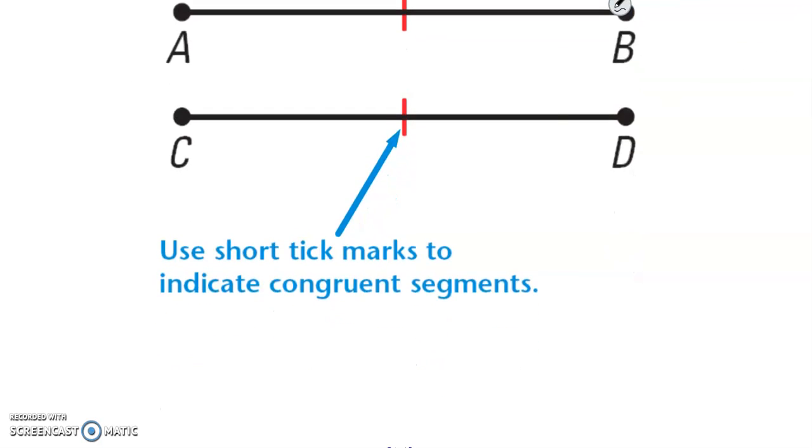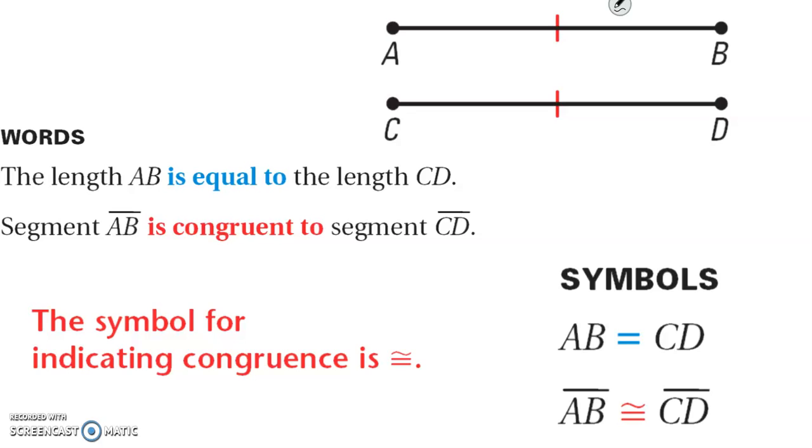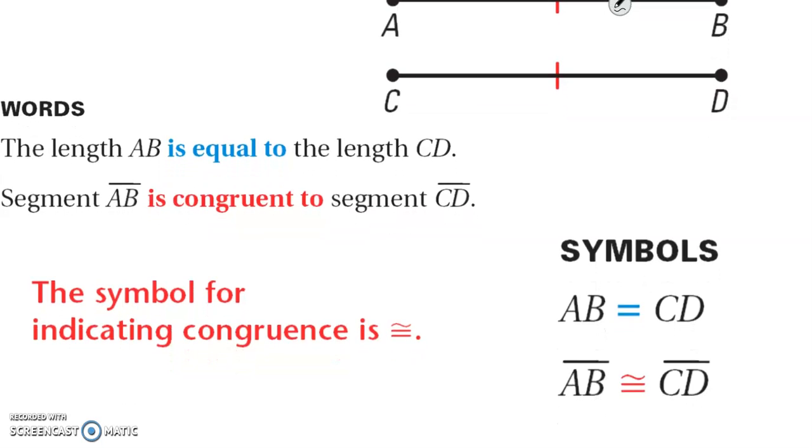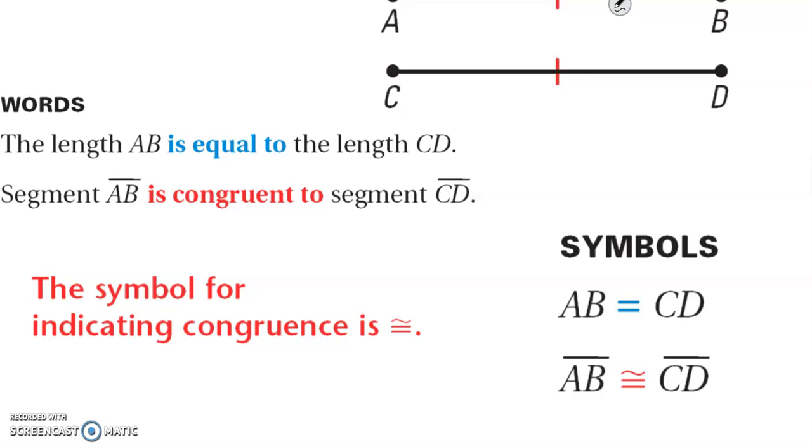So this is very important. When we talk about length, we say that the length of AB is equal to CD. When we talk about lengths, we talk about lengths being equal. So we say AB is equal to CD. When we talk about congruency, we talk about the actual segments being congruent. So segment AB is congruent to segment CD. And this is the symbol for congruency. So you can see we say segment AB is congruent to segment CD, whereas length AB is equal to the length of CD.